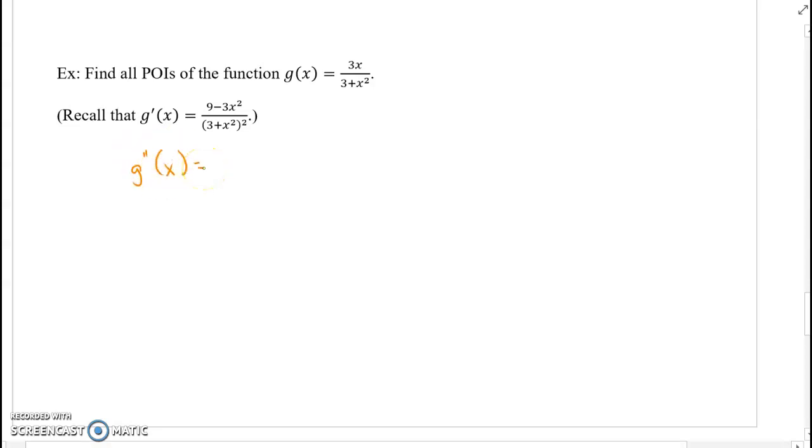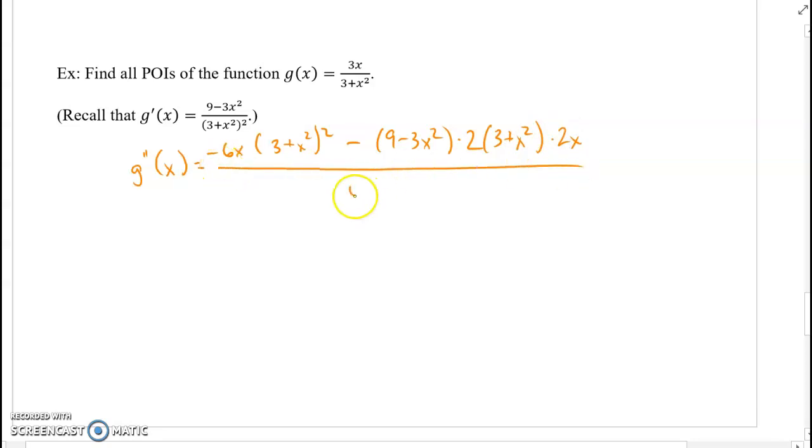We'll quotient rule this guy. And derivative of the top is negative 6x times 3 plus x squared minus 9 minus 3x squared times, let's see, 2 times 3 plus x squared times the chain rule is 2x, all over 3 plus x squared. Factor out, let's see, what can we factor out? We can factor out a 2x, maybe a negative 2x might be nice. We can also factor out a 3 plus x squared.